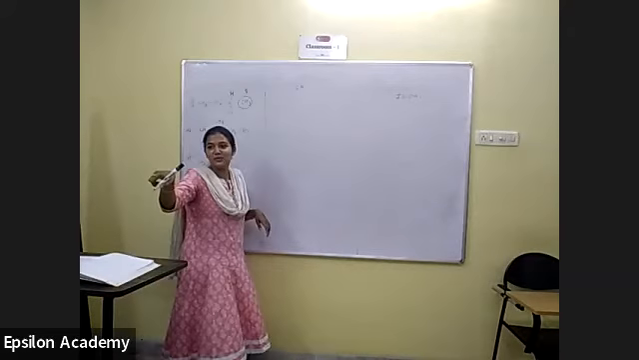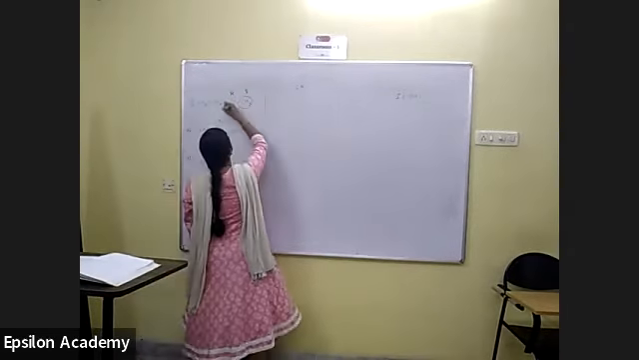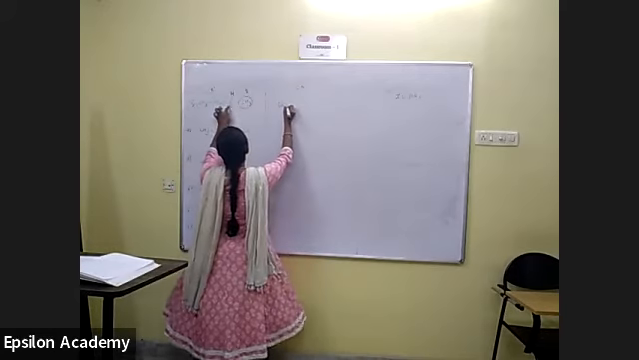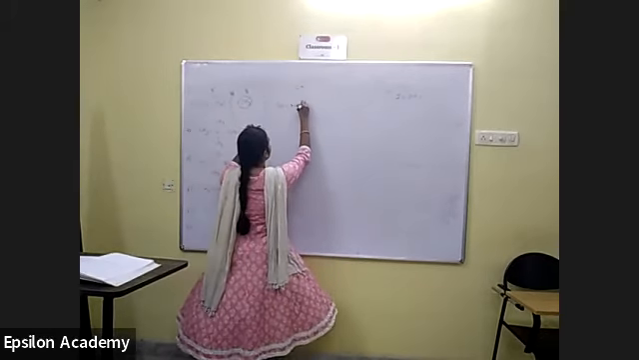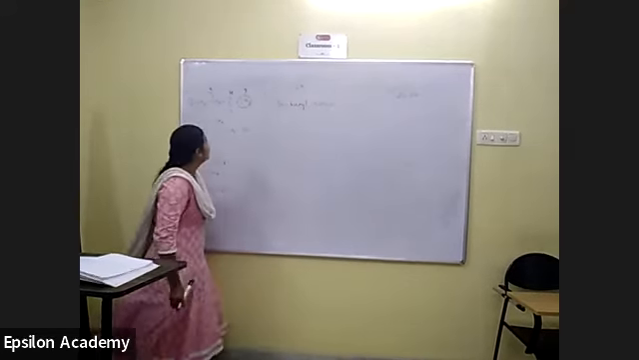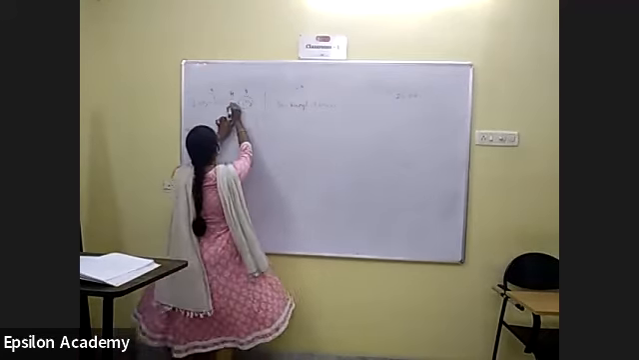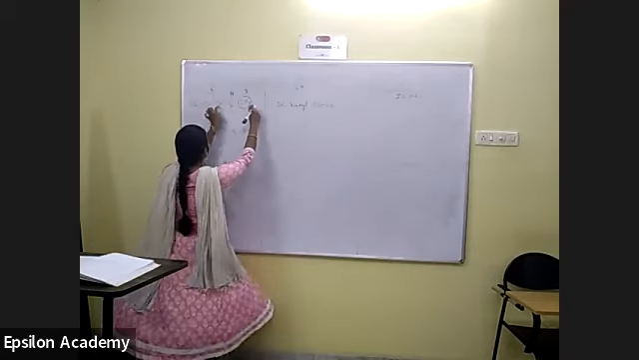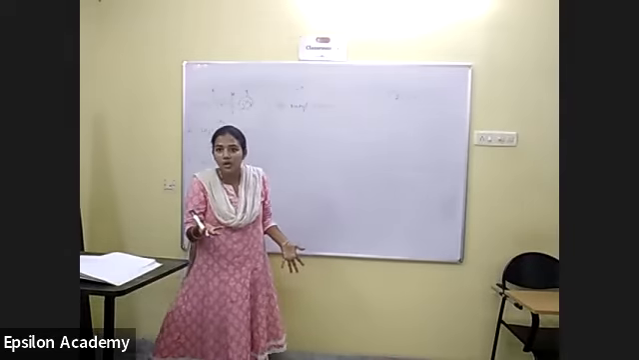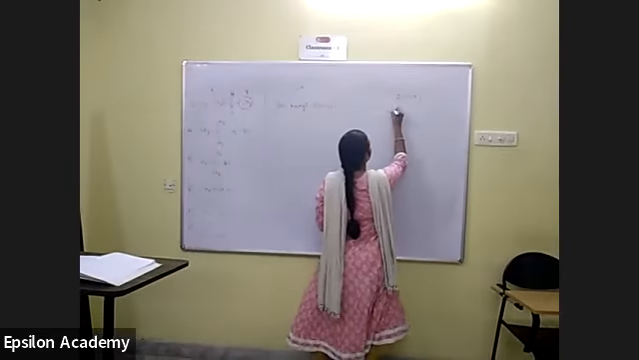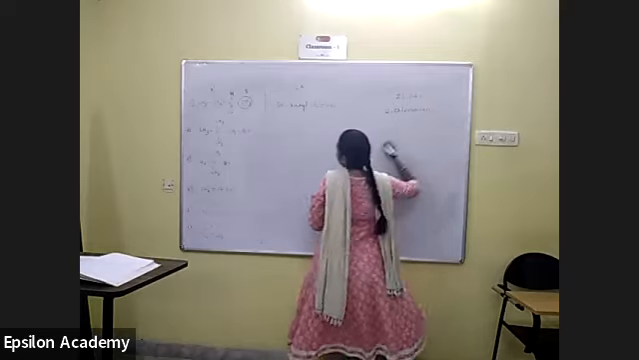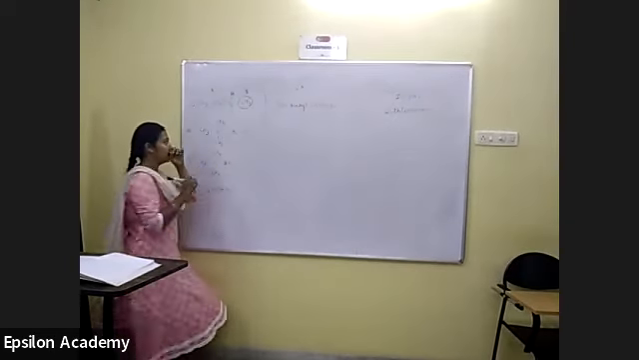So this is R and this is R. So secondary, 1, 2, 3, 4. Butyl chloride. What is the IUPAC name? 1, 2, 2 chloro, 1, 2, 3, 4. So, yes or no? 2 chloro butane.